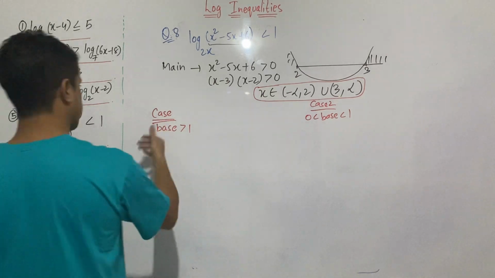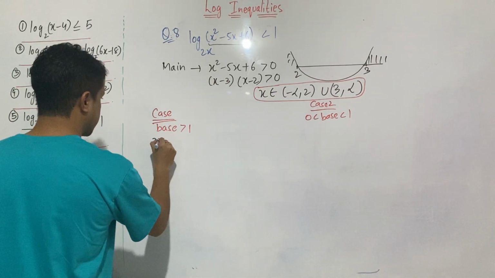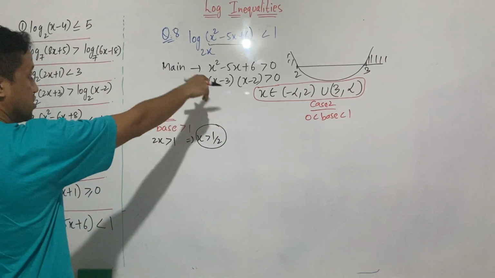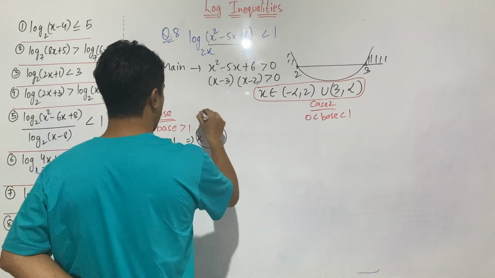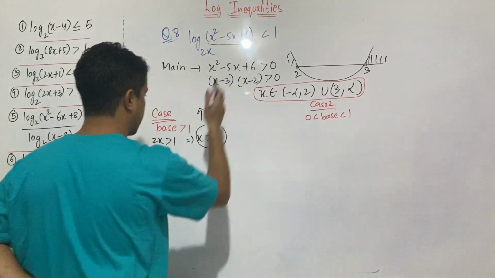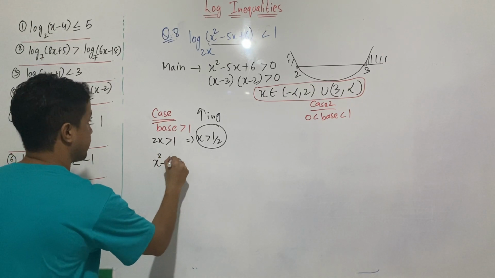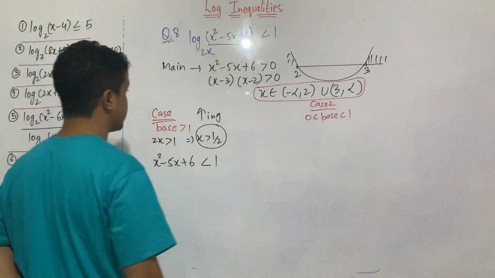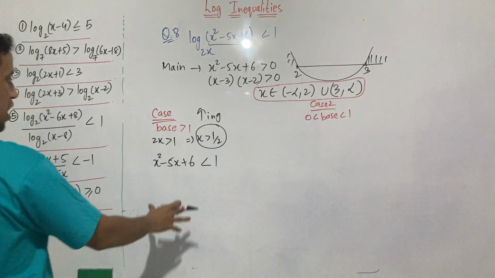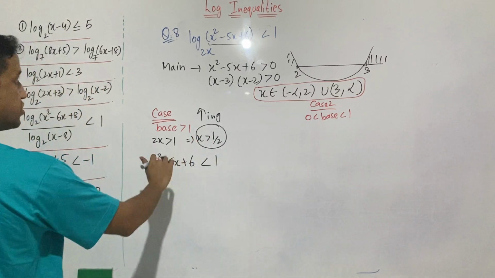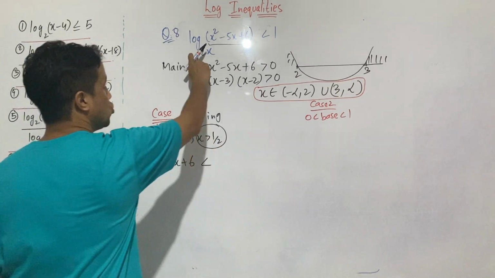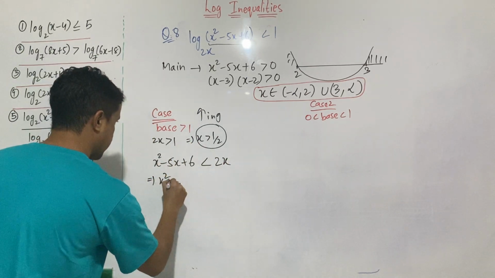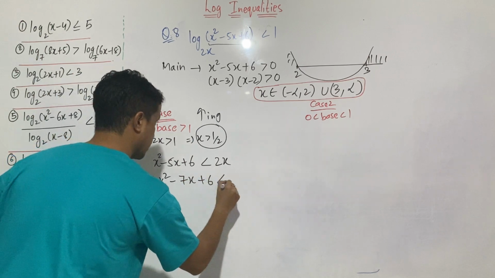From here, 2x greater than 1 means x is greater than 1 by 2. Because the base is greater than 1, this is an increasing function, so the sign will not change. x square minus 5x plus 6 less than 2x raised to power 1. When 2x comes to this side, x square minus 7x plus 6 less than 0.